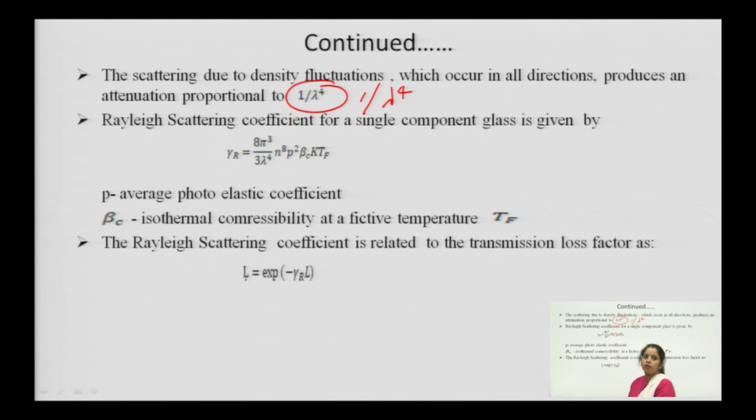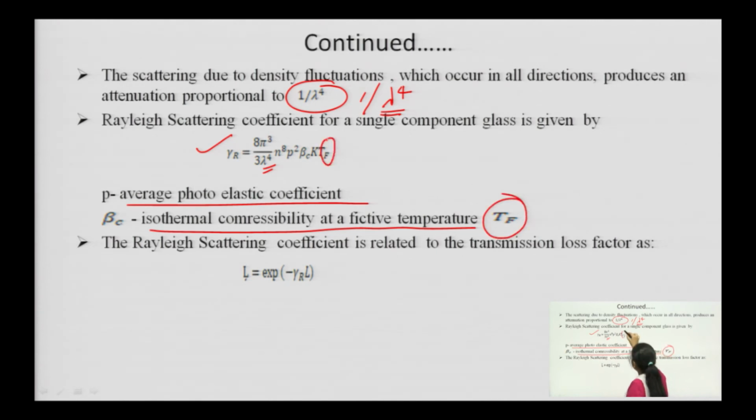That is why the Rayleigh scattering coefficient is written as gamma r equal to 8 pi cube divided by 3 lambda to the power 4, multiplied by n to the power 8 where n is the refractive index, p square which is the average photoelastic coefficient, beta c which is the isothermal compressibility at the temperature Tf, and K which is the Boltzmann constant. These are the formulas for calculating the Rayleigh scattering loss.